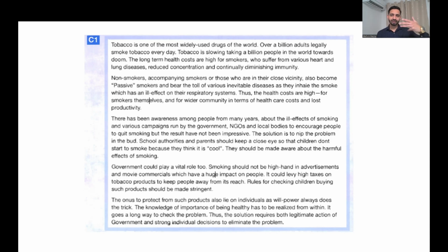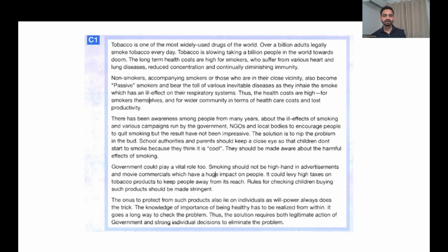Now we need to think of three paragraphs that come in our body, and each should have an idea, more detail explaining the main idea, and also give examples, right? So let's look at this one. Non-smokers accompanying smokers, or those who are in their close vicinity, also become passive smokers and bear various inevitable diseases as they inhale the smoke, which has an ill effect on their respiratory systems.